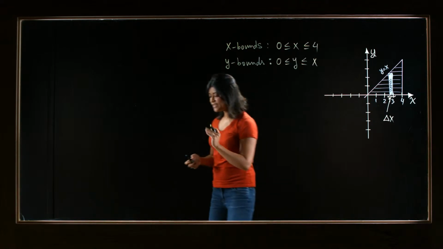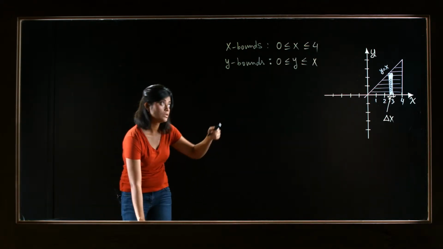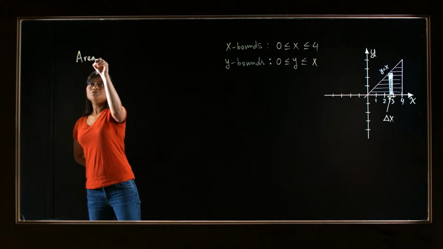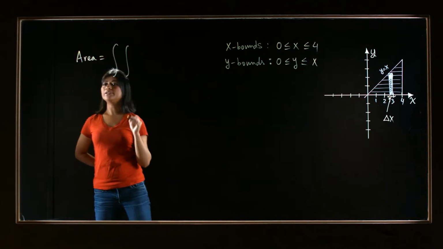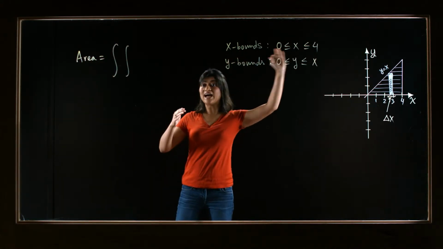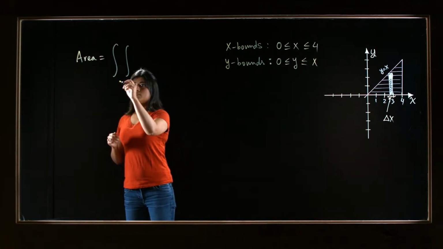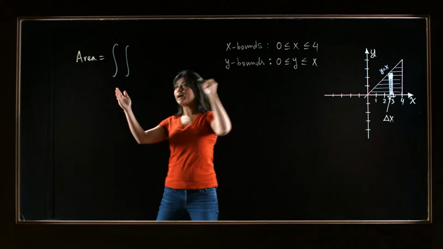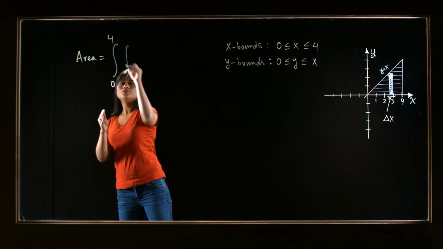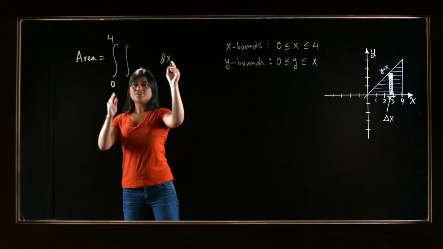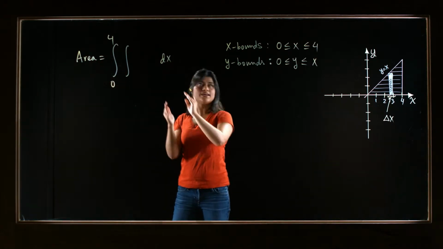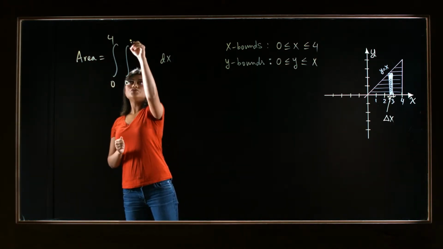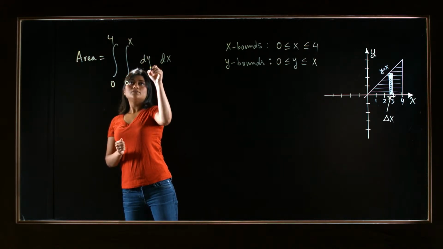So now the setup for computing the area using double integral. So we have double integral. Remember, x is the outer variable. So for the outer integral, we write the x bounds 0 to 4, and dx will be the outside one, and the inside one is dy, and its bounds are 0 and x.